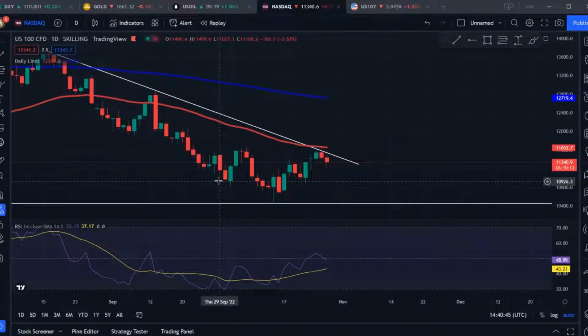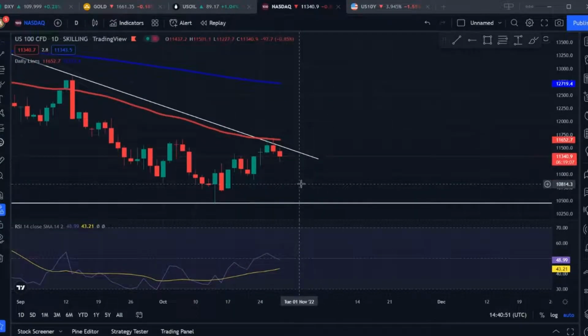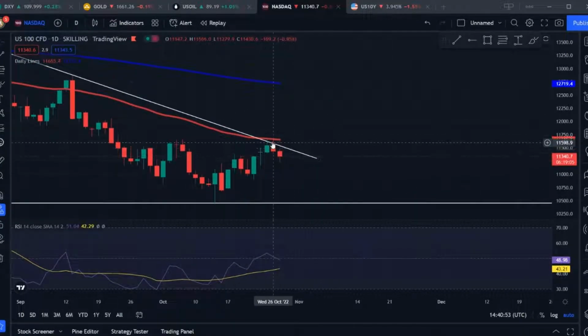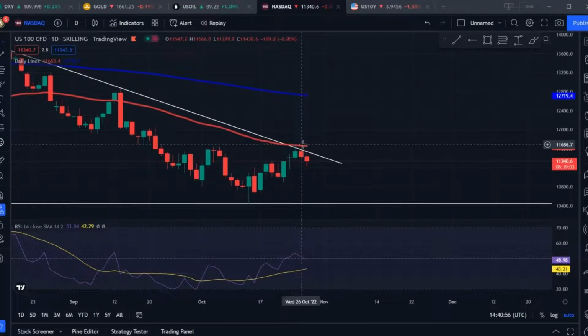Alright guys, so going back to the Nasdaq 100, currently trading at 11,340. So the Nasdaq has not been as bad as we thought. We did see it go down from the trend line that we had it for, was testing the 50-day EMA, and now we're seeing it get rejected from it.